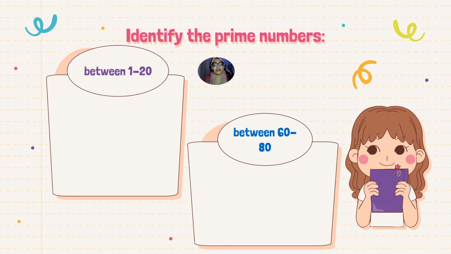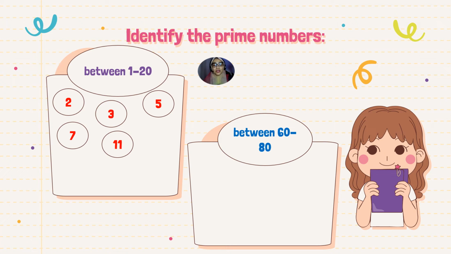Okay, let's look at the prime numbers between 1 and 20. We have 2, 3, 5, 7, 11, 13, 17, and 19. So these all are prime numbers between 1 and 20.